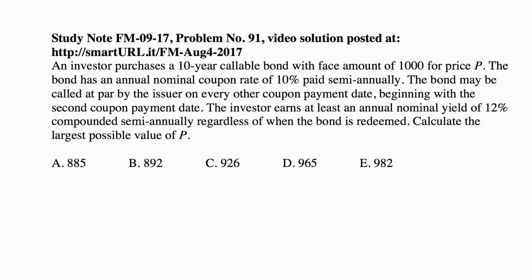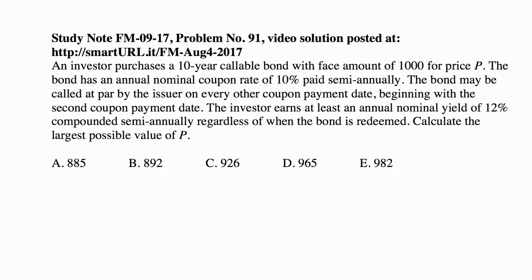The bond may be called at par by the issuer on every other coupon payment date, which means every second one, so at the end of each year it can be called, beginning with the second coupon payment date, so at the end of the first year. The investor earns at least an annual nominal yield of 12% compounded semi-annually regardless of when the bond is redeemed. Calculate the largest possible value of P.